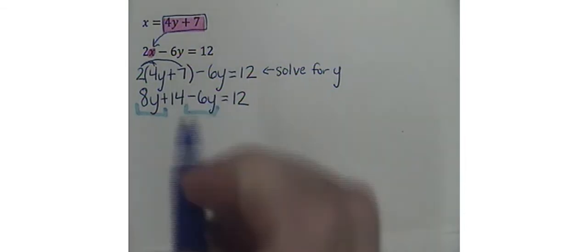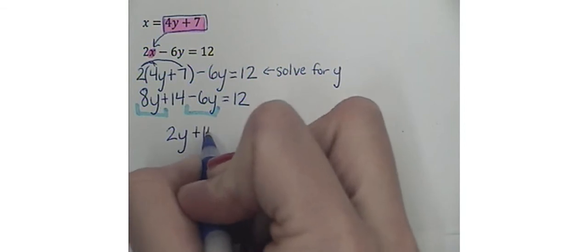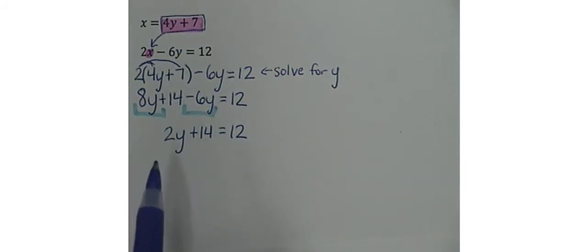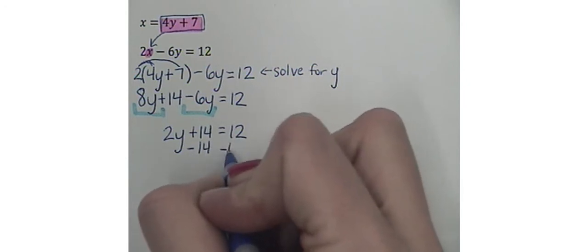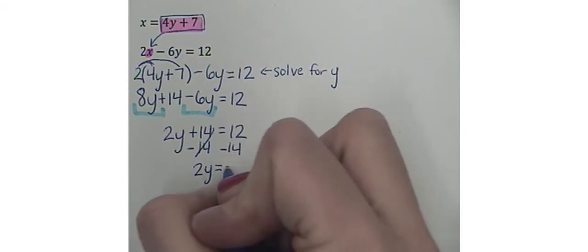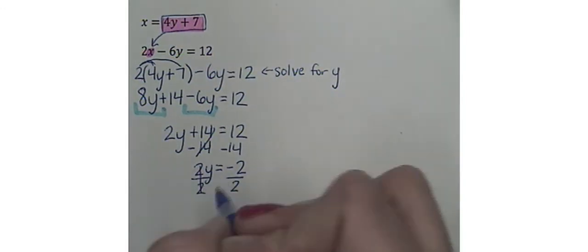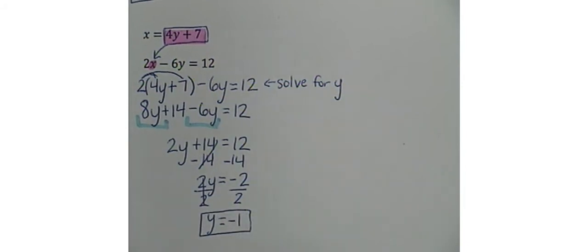8 minus 6 is 2y, plus 14 equals 12. We're trying to solve for this y, so I want this 2y to be alone. So we're going to subtract 14 from both sides. These cancel. 2y equals negative 2. Divide by 2. Y equals negative 1.